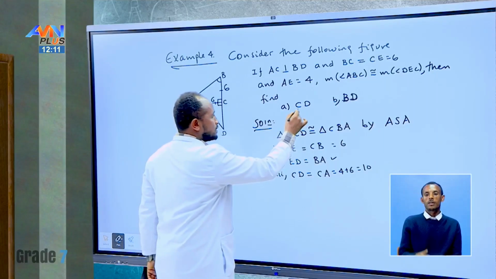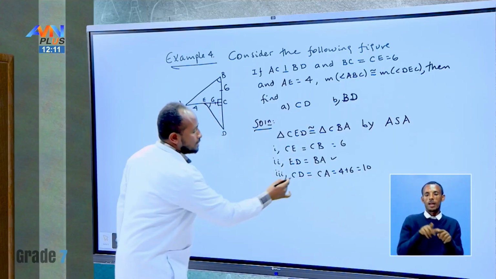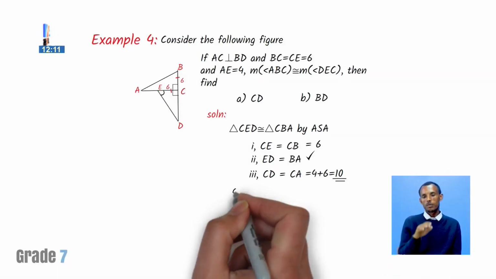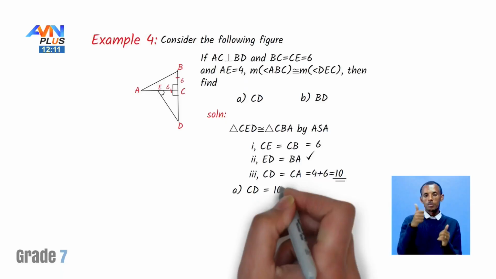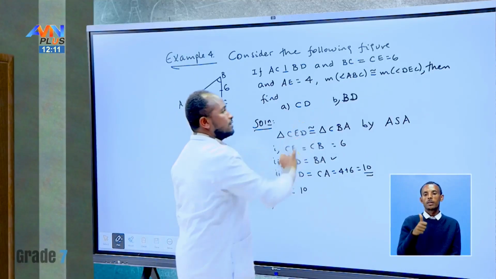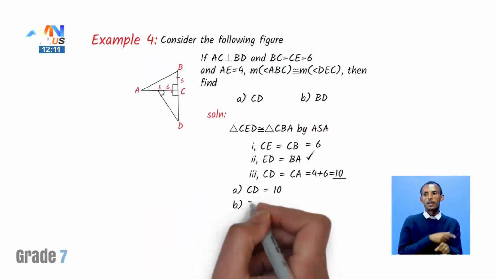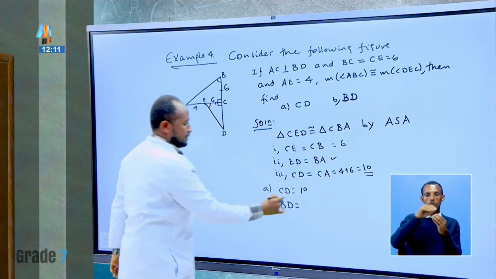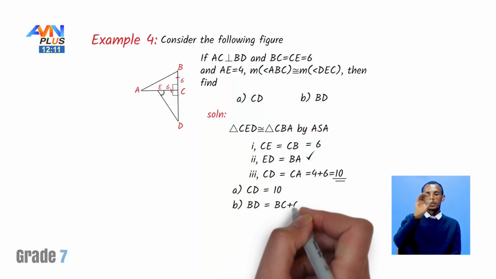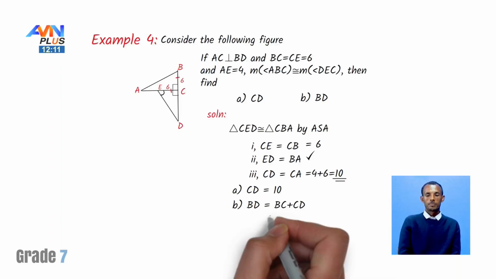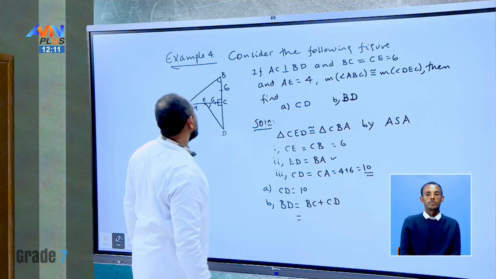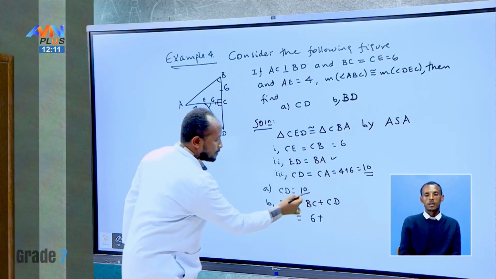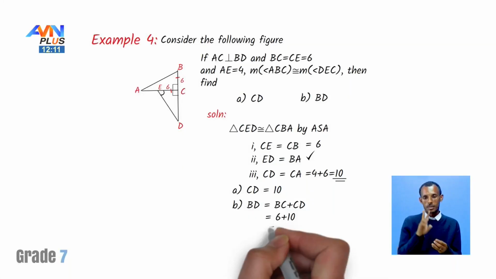Therefore, for the first question, we are asked to find the length of CD. The length of CD is this CA, which is 4 plus 6, it is 10. Therefore, the length CD is 10 units. And the second question is to find the length BD. Length BD is the sum of BC and CD. Therefore, this will be equal to BC, it is 6 units, plus CD, we have found CD, it is 10. Therefore, 6 plus 10 gives you 16 units.